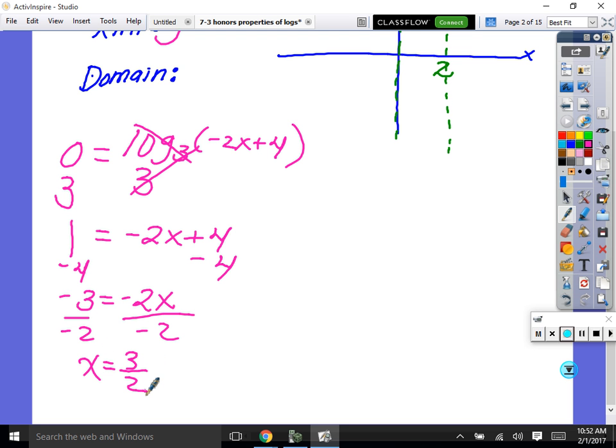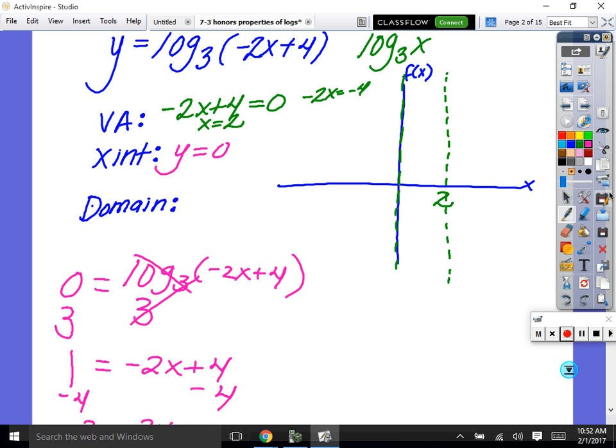Algebra versus graph. Okay, so now our x-intercept is technically a point. We get 3 halves, comma 0, correct? So that's going over 1.5. Guys, 3 halves is 1.5, right? And on 0, that's where it's crossing the x-axis.